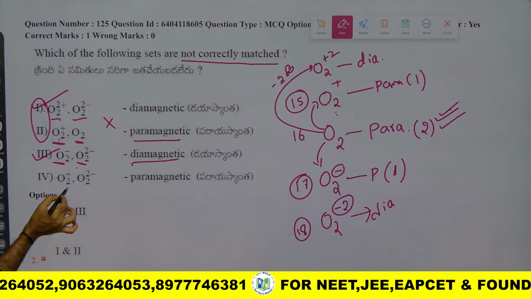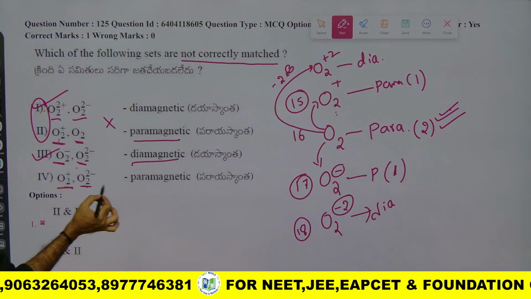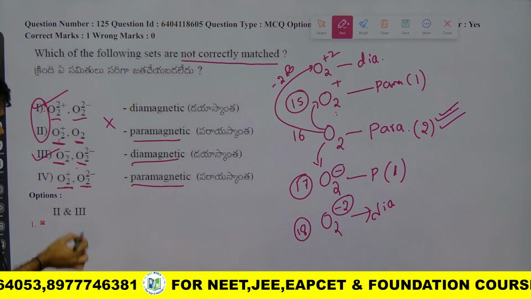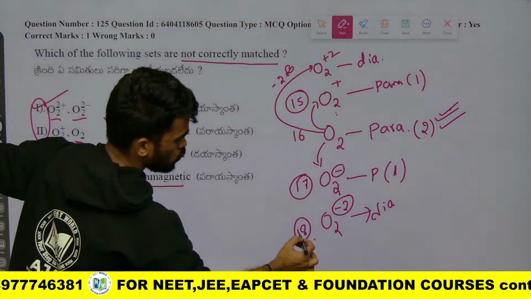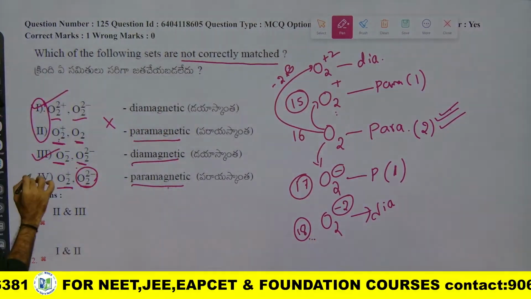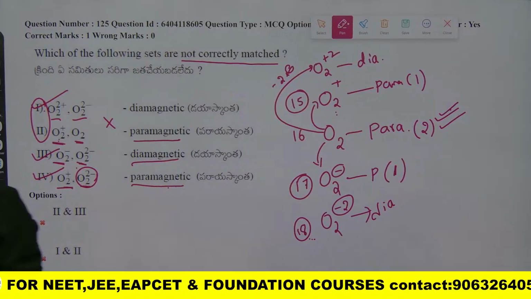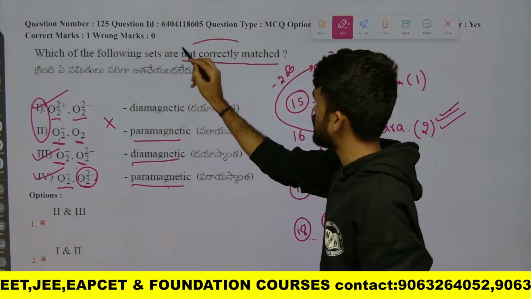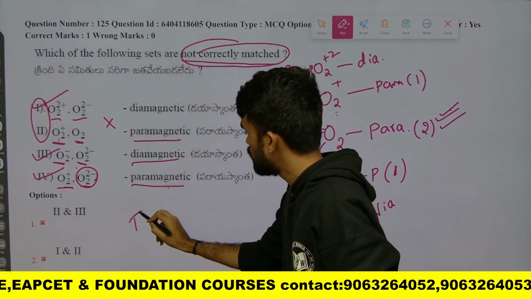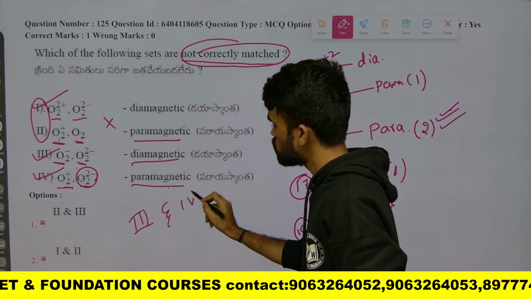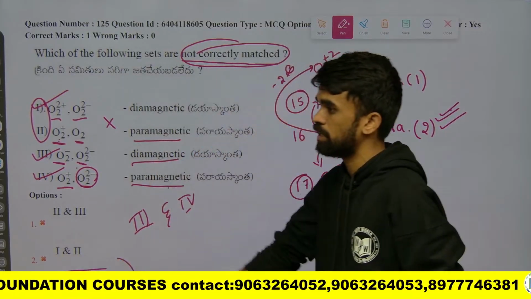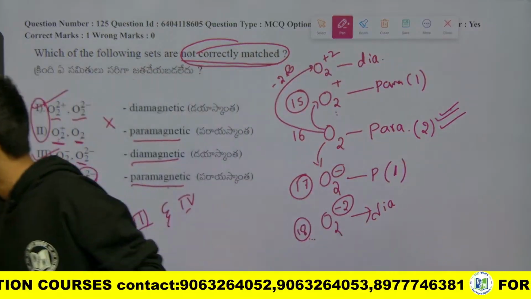Next, O2 plus and O2 2 minus. They are saying again para. See, O2 2 minus is dia. They are saying para. This is also not correctly matched. So the options which we need to tick, which are incorrectly matched, are 3 and 4. So 3 and 4 is option number 3 in the given options. Hope it is clear.